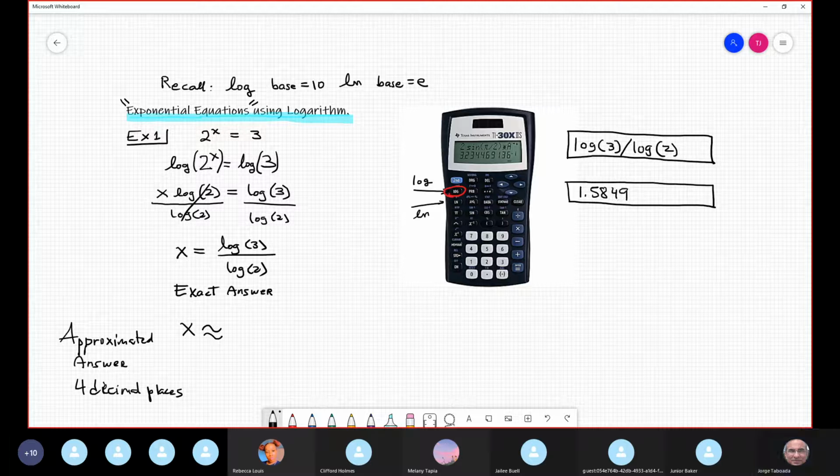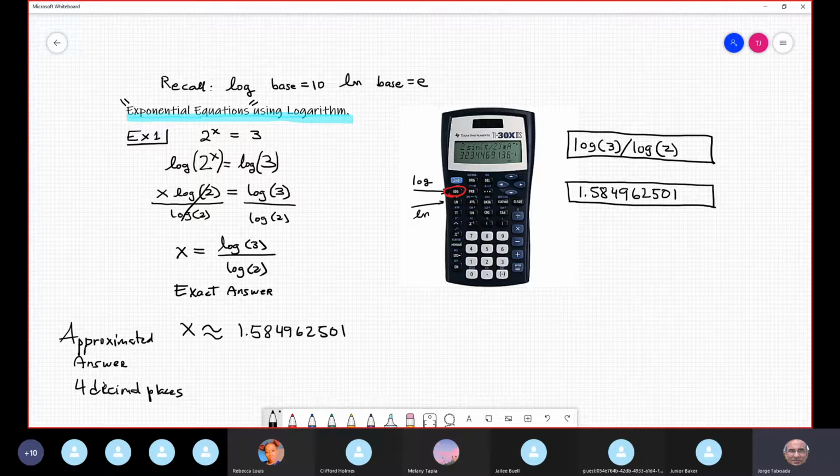And the answer in my display now is 1.584962501, at least in my calculator. Other calculators have more decimals or fewer decimals. It doesn't matter. I want 4 decimals. So now I copy the big number that I saw in the display of our calculator.